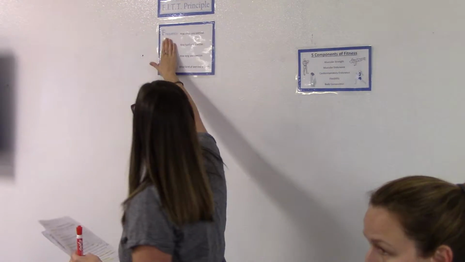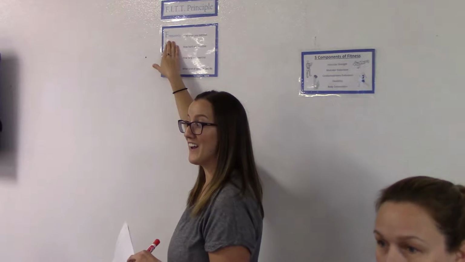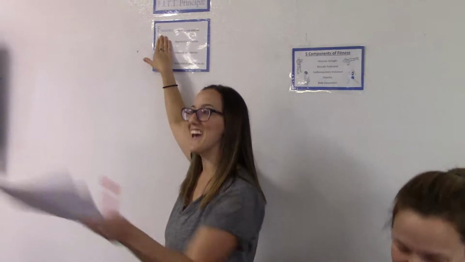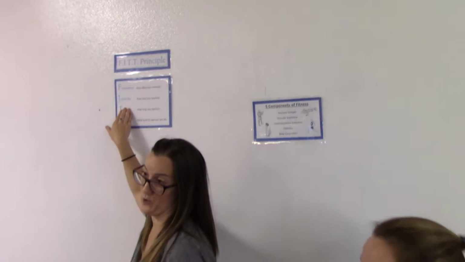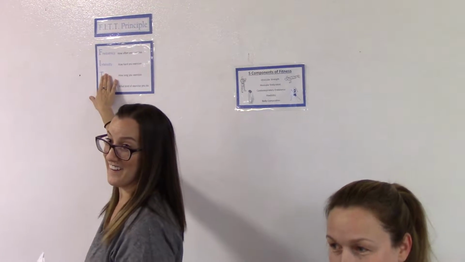Okay? Can anybody think of what the I stands for? We have it in our learning target. Intensity. Intensity, good job. Intensity is how hard you exercise. So as an example would be exercising within your target heart rate zone, okay? Which is what you will learn today. Can anybody try and guess what the first T stands for? Time. Great guess, good job. Time is how long you would exercise. So as an example would be 30 minutes.